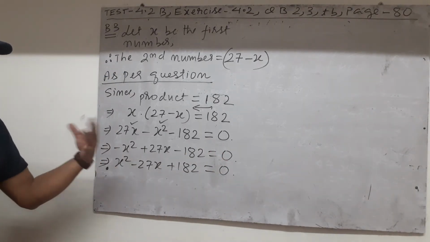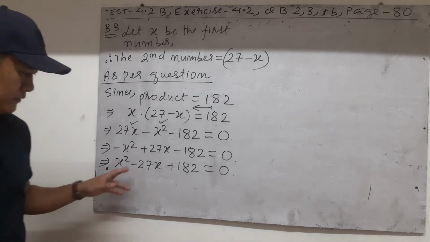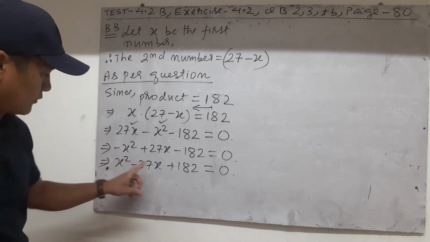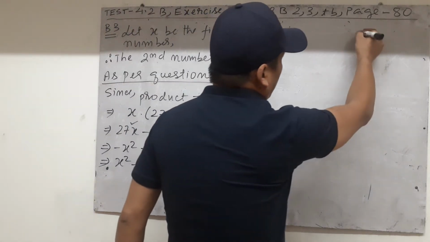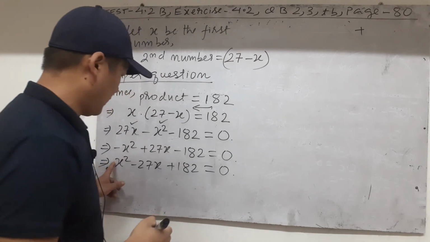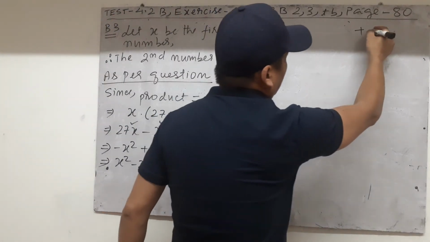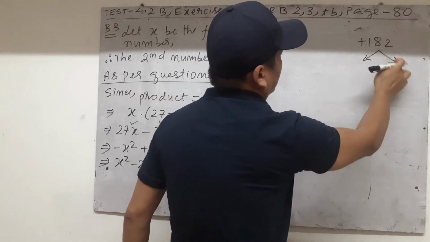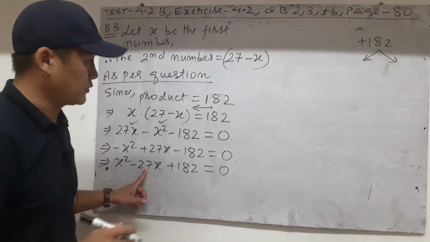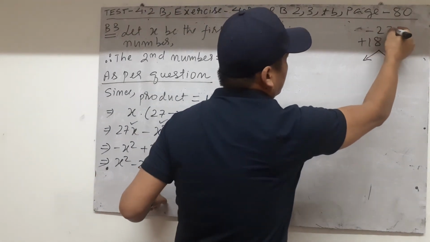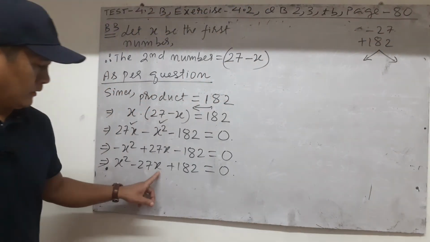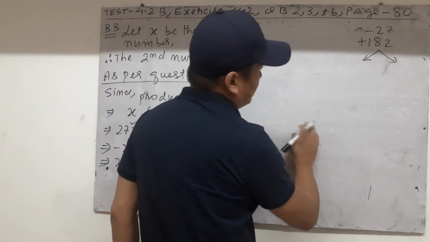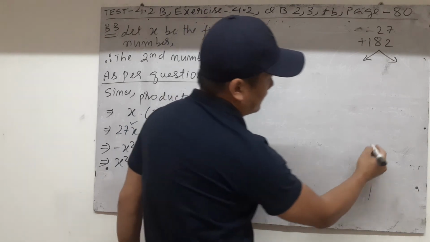Now we have to solve by factorization, because in this chapter we are doing factorization of quadratic equations. For that, multiply the first and third terms. Plus into plus is plus, then 1 into 182, plus 182. So we have to split this into two factors of 182 such that we get the middle term. Write the middle term at the top, which is minus 27. You don't need to write the x, just the number is enough. Now this is also a little bit big, so let us try to factorize it.